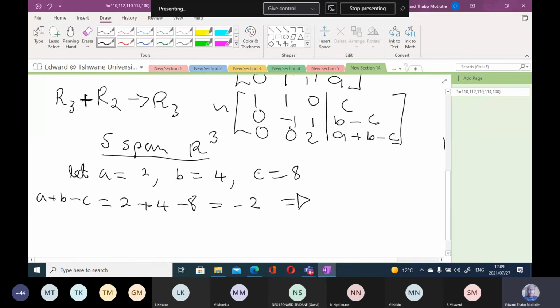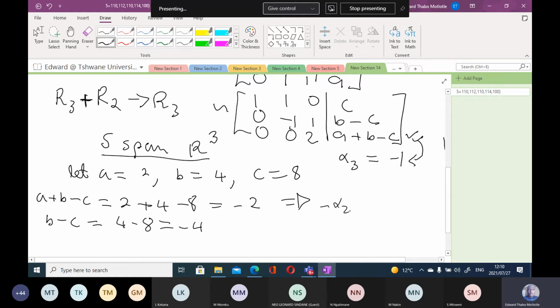Now we have proven that this is minus 2. What does that mean? Remember, we are looking for alpha 1, alpha 2, alpha 3. It means that alpha 3 is equal to minus 1. I have solved this equation to determine this one. Now we go one row up. We have B minus C, which is 4 minus 8, equals minus 4.